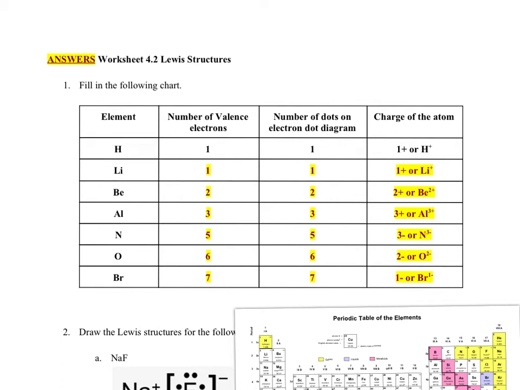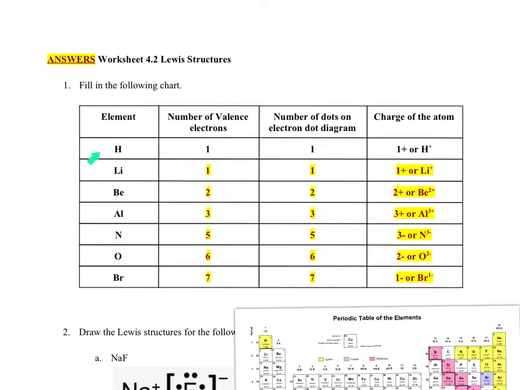I'm going to look at the answers to worksheet 4.2, Lewis structures. Question 1, fill in the following chart. So in this chart, you're given an element, the number of valence electrons you were supposed to write down, and then identify the number of dots on the electron dot diagram, and then the charge that that element would have.